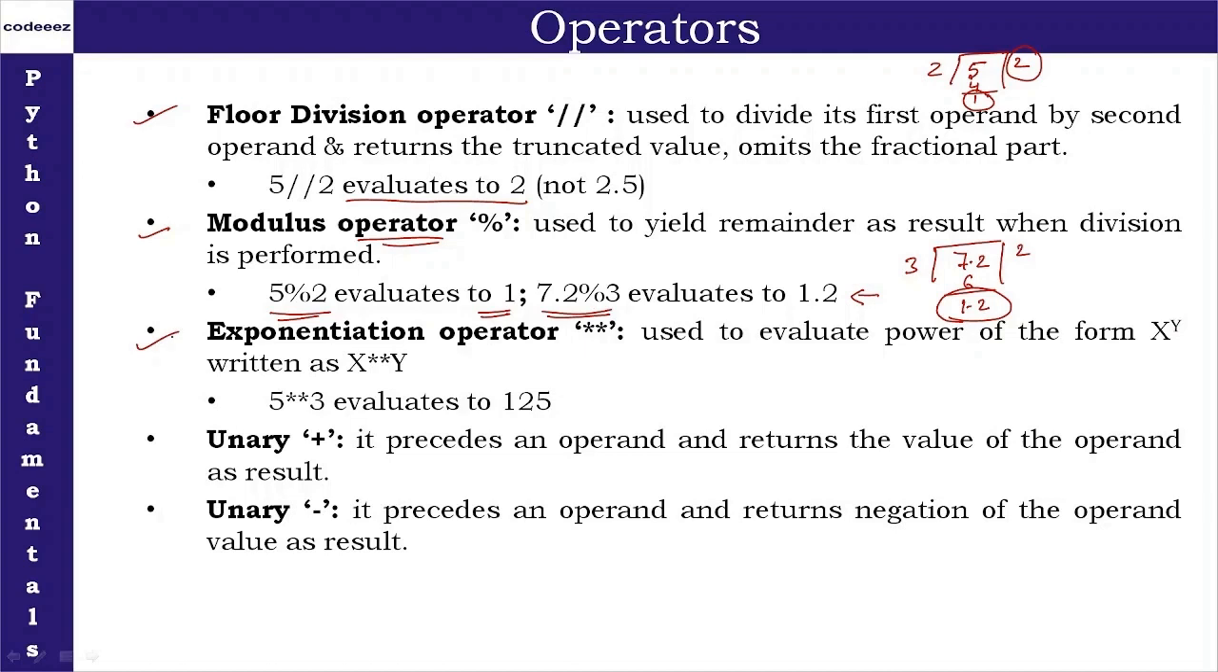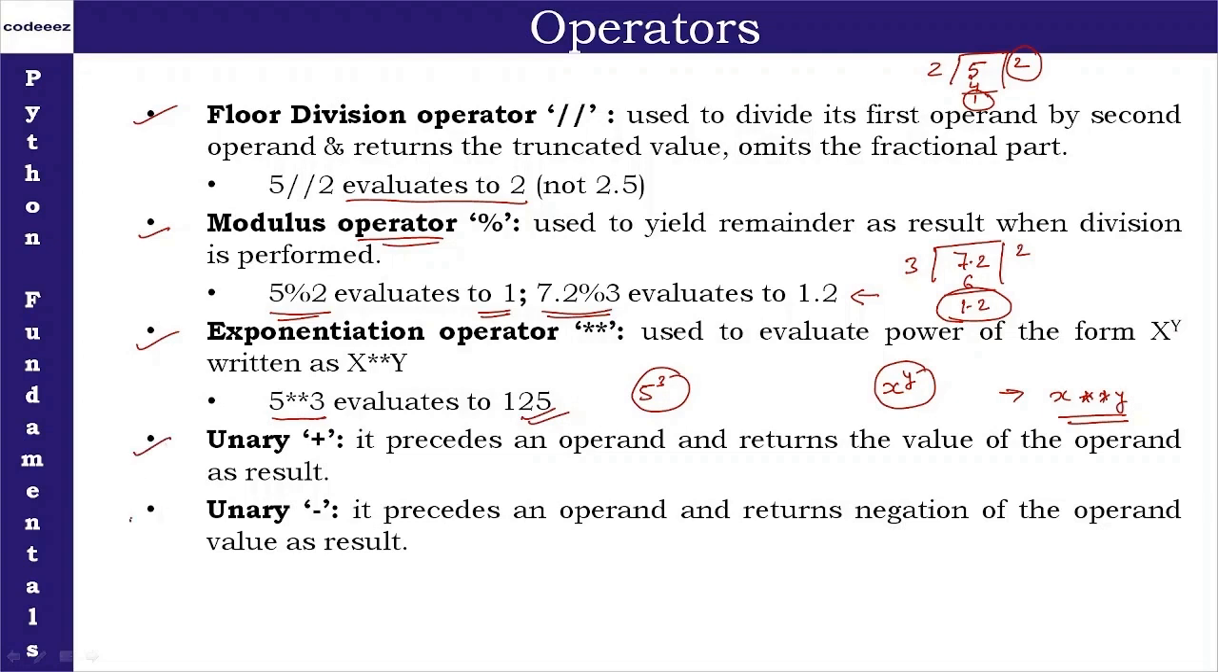Now next is your exponentiation operator. The exponentiation operator gives you the result of x raised to the power y. Suppose you want to calculate x raised to the power y, what you can do is simply write x, exponentiation operator, and y. So this is how we get the result. 5 exponentiation operator 3. So here what we get is 5 raised to the power 3, and 5 raised to the power 3 is 125. So this is the role of the exponentiation operator.